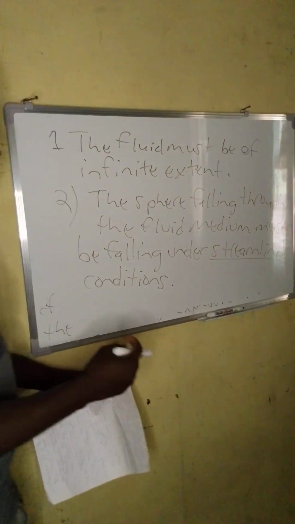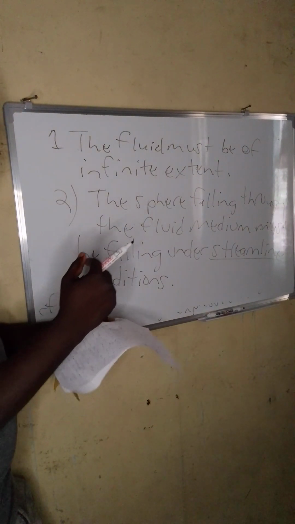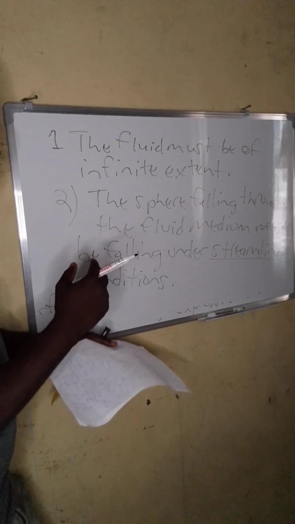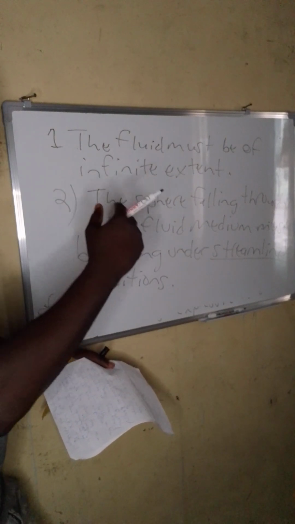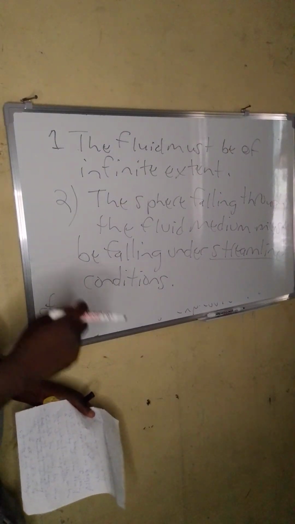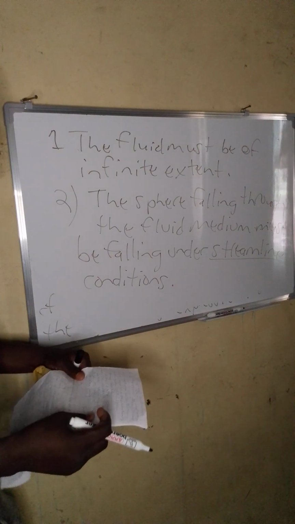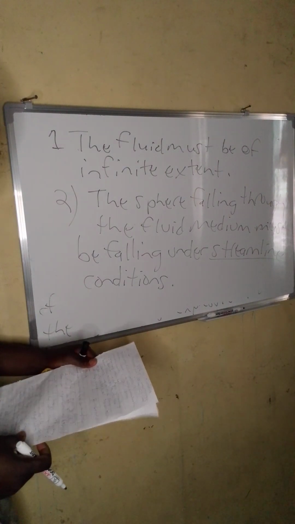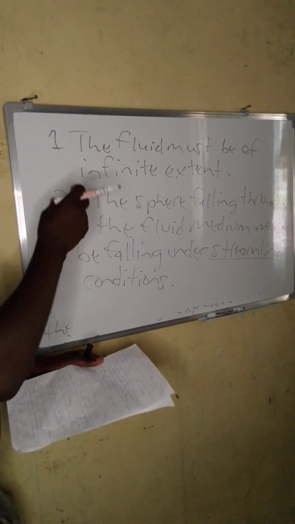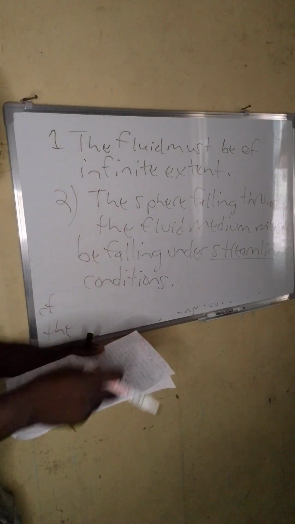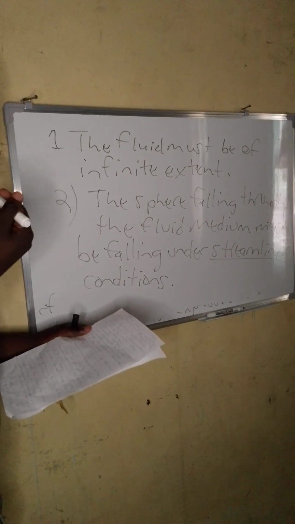So it must fall at a certain velocity, but if it goes beyond this particular velocity, the flow won't be streamline. It won't be falling under streamline conditions. So the sphere falling through the fluid medium must be falling under streamline conditions, and the fluid must be of infinite extent in comparison to the falling sphere.